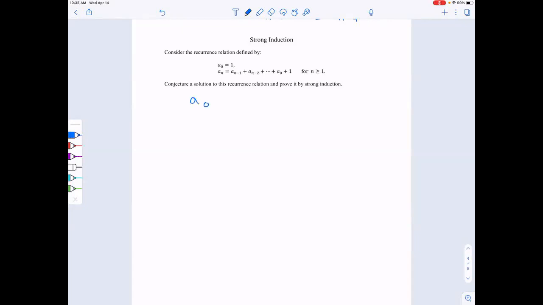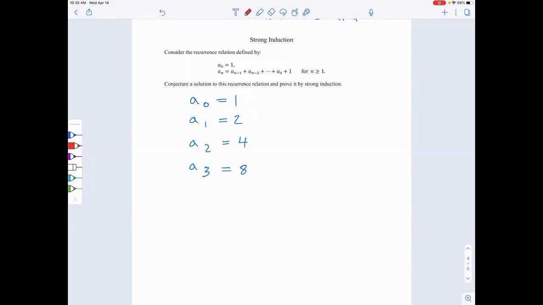So first, we need to come up with a guess, a conjecture for this solution. So a sub 0 is 1. And how does this recurrence relation work? You add everything from before, and then you add 1. So a sub 1 would be 1 plus 1, which is 2. And then for a sub 2, we would take everything from before, and we add 1. So 1 plus 2 plus 1 gives me 4. So a sub 3 would be 1 plus 2 plus 4 plus 1, which is 8.